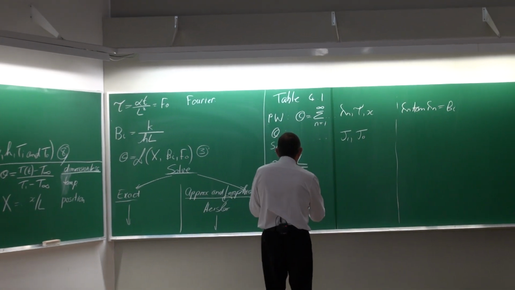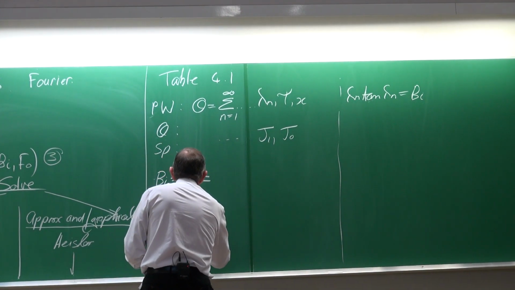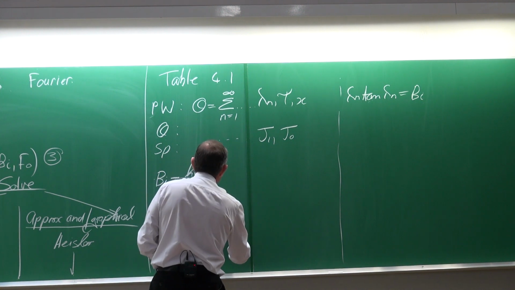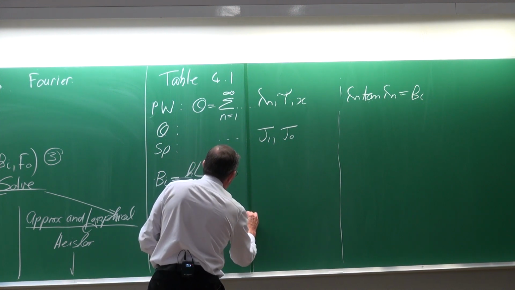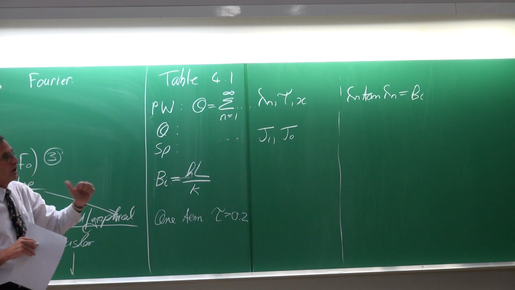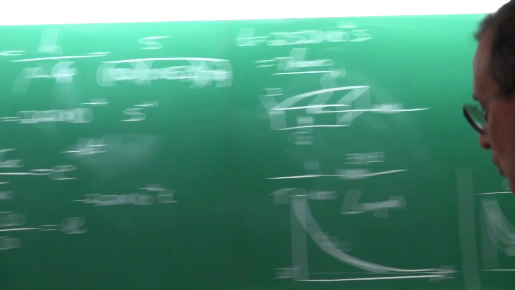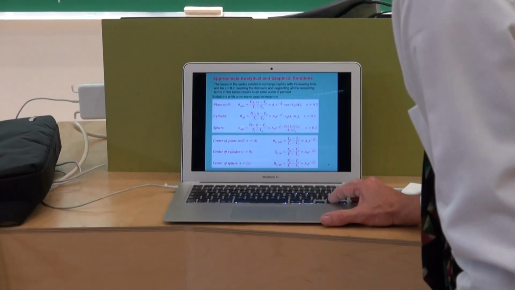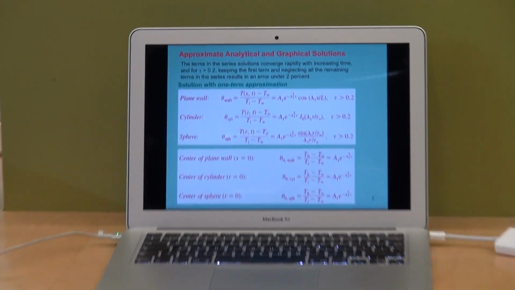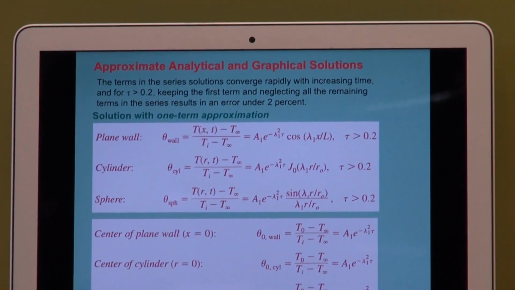Now fortunately, it has been found through experimentation that we only have to use one term. The first term is sufficient if the non-dimensionalized time is larger than 0.2. If the non-dimensionalized time, this value, alpha t divided by L squared, is larger than 0.2, we only have to use the first term. And the first term solutions have also been summarized in your textbook. There it is. It's given, now it is being written as theta for the wall.